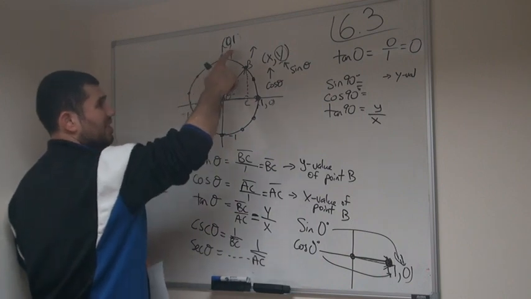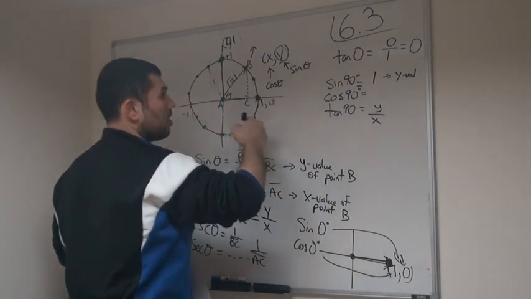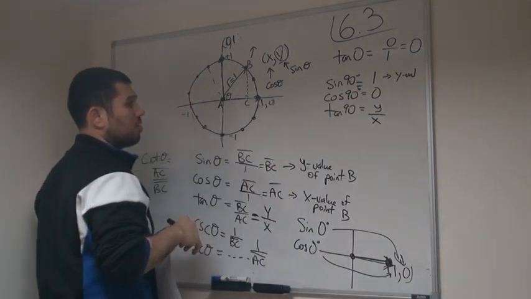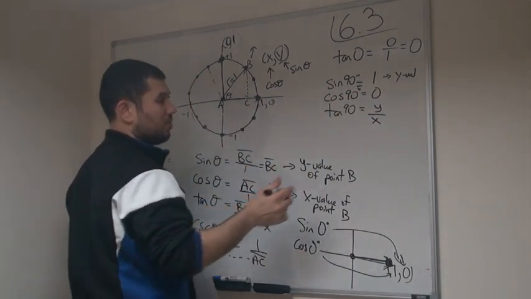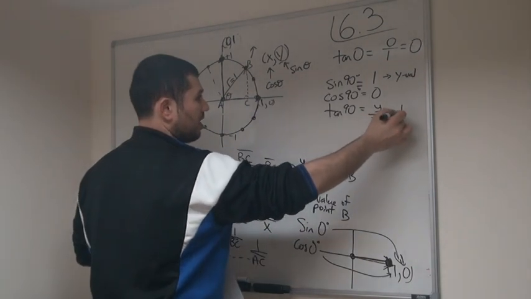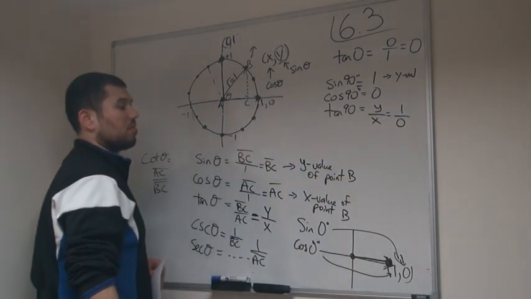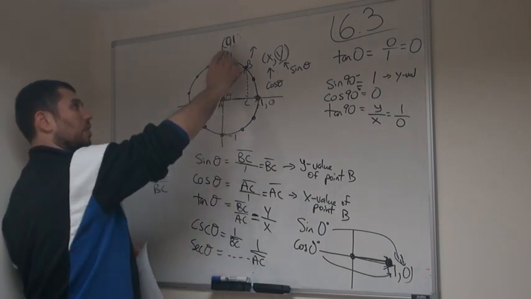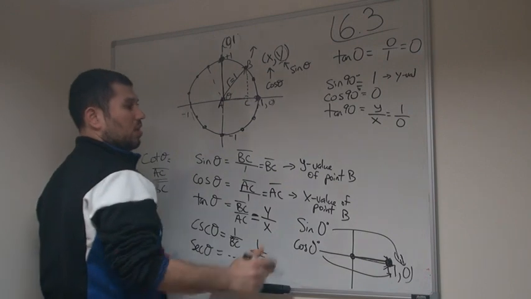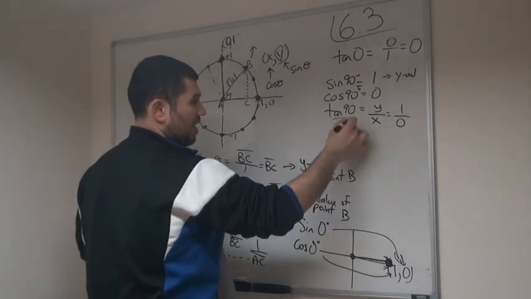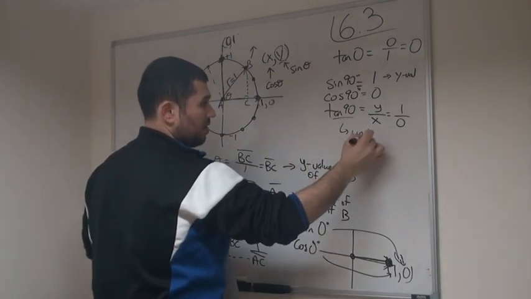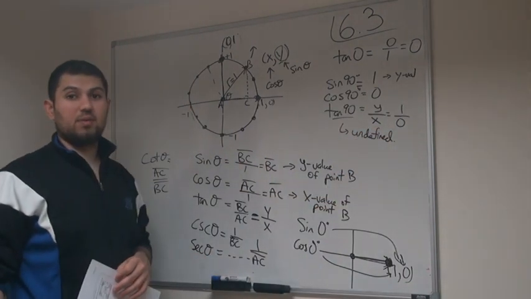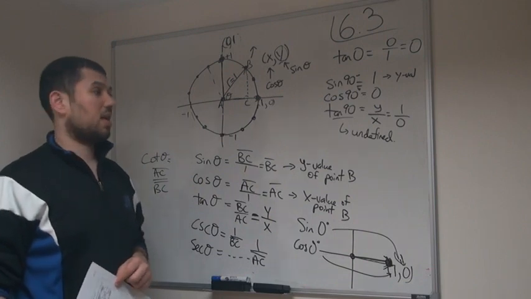So the sine of 90 is the y value, it's a 1. The cosine of 90 is the x value of the point, a 0. So when I get to the tan of 90, which is why I realized I made a mistake, I have 1 divided by 0, because it's y over x. The y value is a 1, the x value is a 0. We can't divide by 0, so the tangent of 90 is undefined. And we'll see that when we get to the graphs of tangent, sine, and cosine.